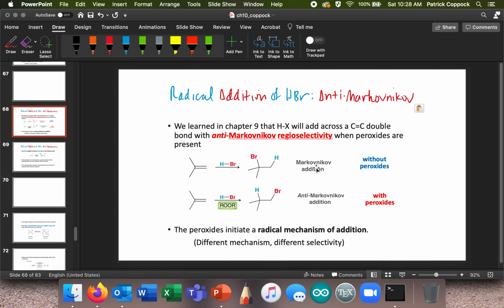Okay, so we're going to talk about radical addition of HBr across a double bond. This is done with a radical, and that's why we're talking about it now, although we talked about it in Chapter 9 already, so hopefully this will look familiar to you.